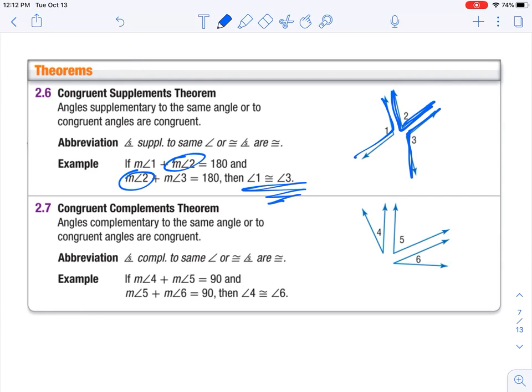Similarly with the congruent complements theorem, if 4 plus 5 equals 90 and 5 plus 6 equals 90, then 4 and 6 must be the same degree. They must be congruent.